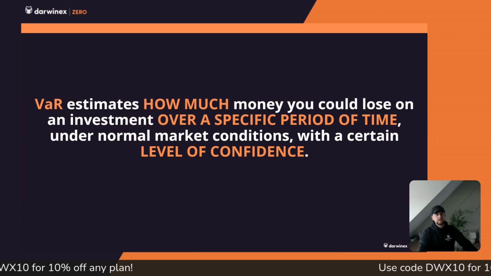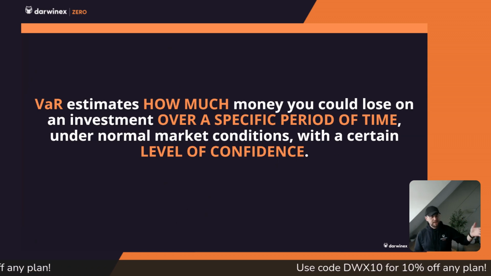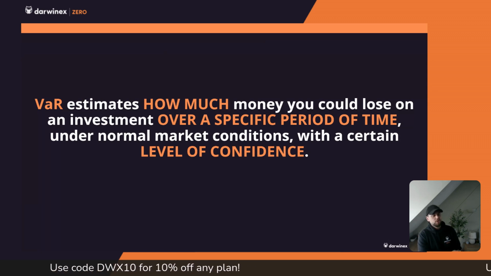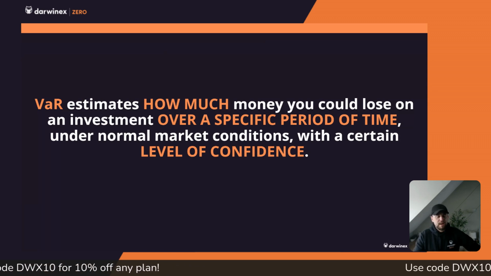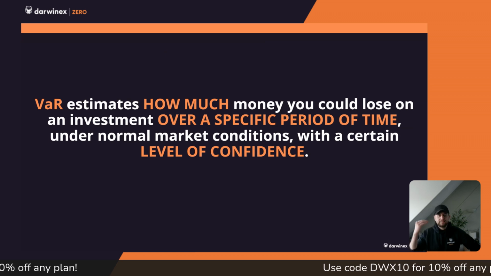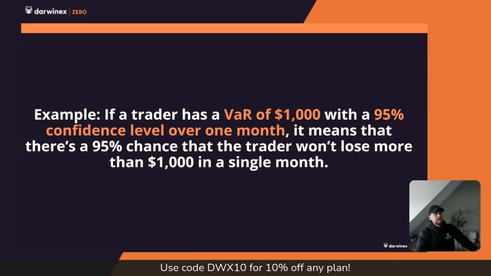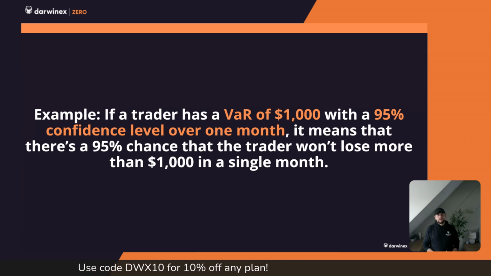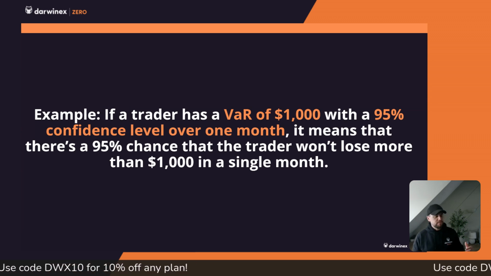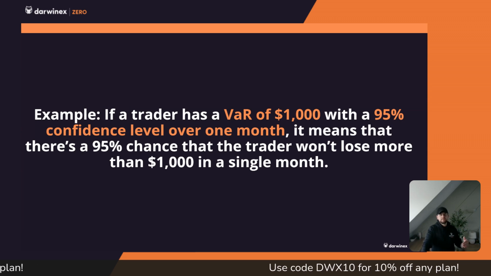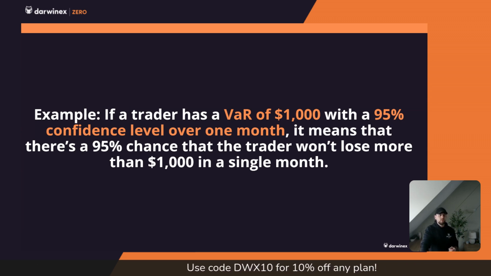Now, that might sound like a bit of mumbo jumbo, but in essence, value at risk just estimates how much money you could lose on an investment over a specific period of time under normal market conditions with a certain level of confidence. Now, again, that might sound like a bit of mumbo jumbo. So we have an example. If a trader has a value at risk of $1,000 with a 95% confidence level over 1 month, it means that there's a 95% chance that the trader won't lose more than $1,000 in any given month.